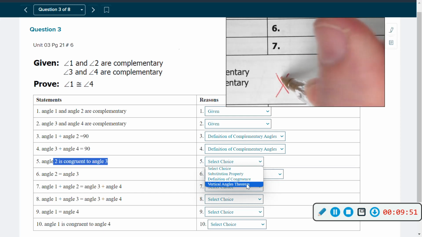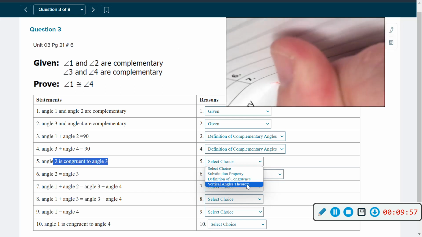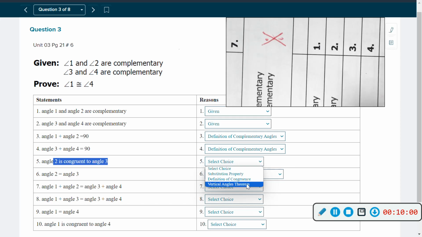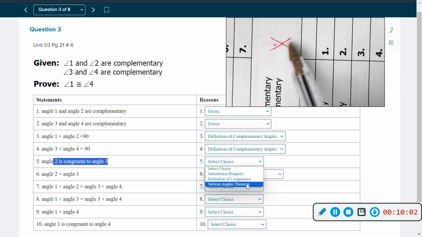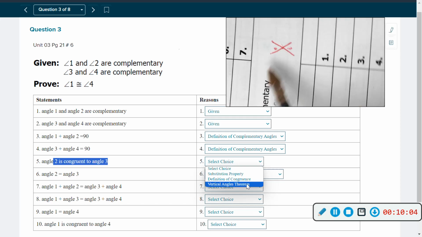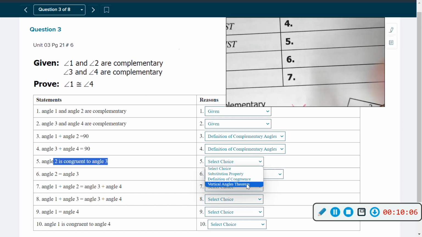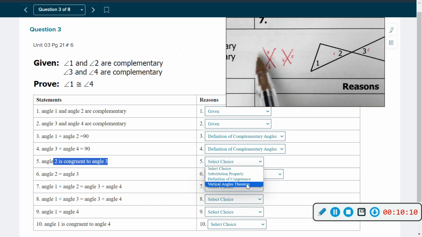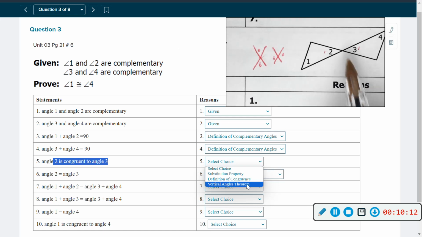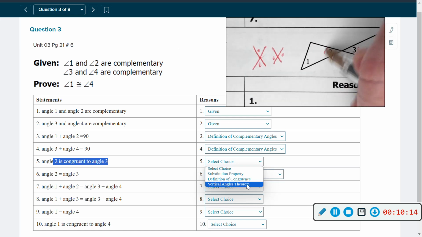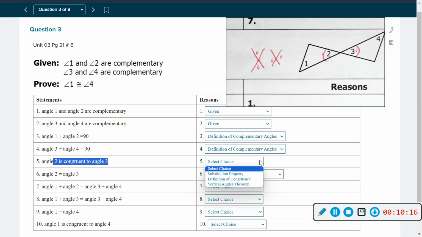Well, vertical angles say if one is on the X, one's above and one's below, that's vertical. Or if we turn our paper, look at that. Those are still vertical angles. We just turn our paper. So those horizontal angles would also be the same thing as vertical. So these two angles are equal, and that's where 2 and 3 comes in. So those are actually vertical angles. So let's click on that. All right, so that means 2 and 3 are equal to each other.